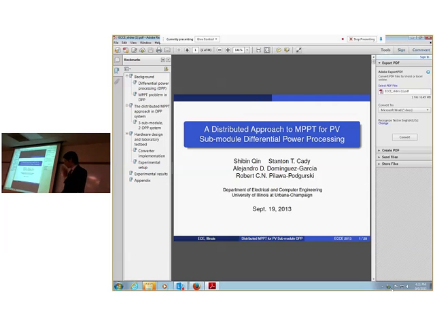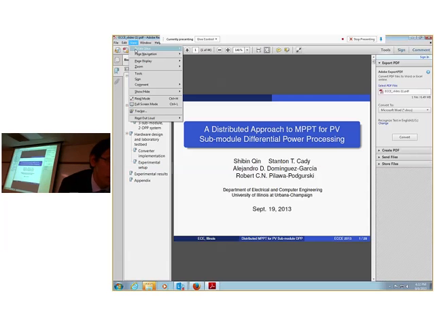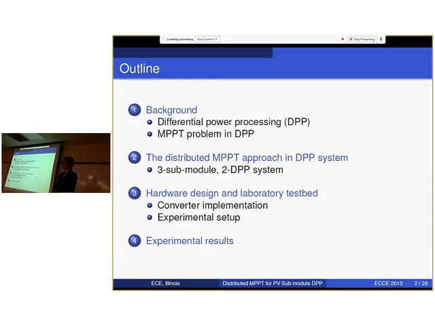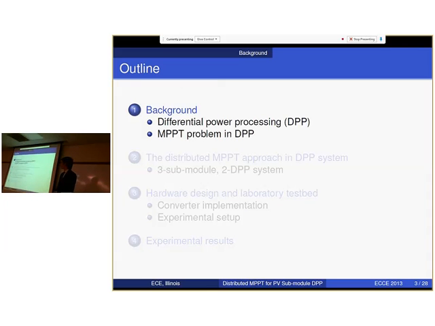Good afternoon, everyone. My name is Shabin, and today I'm going to present our paper titled "A Distributed Approach to Maximum Power Point Tracking for PV Submodule Differential Power Processing." So this is the outline of my presentation, and I will begin with a brief introduction to some of the background.